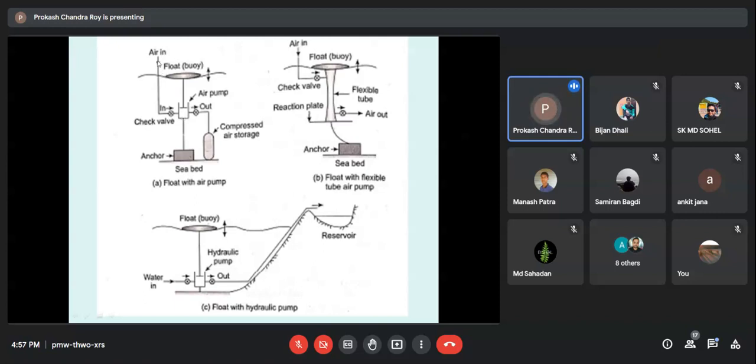So this is basically a pipe with a valve, and when it creates the suction, what will happen? It will take the air from the atmosphere into this cylinder during the upward motion of the float. And during the downward motion, what will happen? This is basically a non-return valve, or check valve. So during the downward motion, it will compress the air.